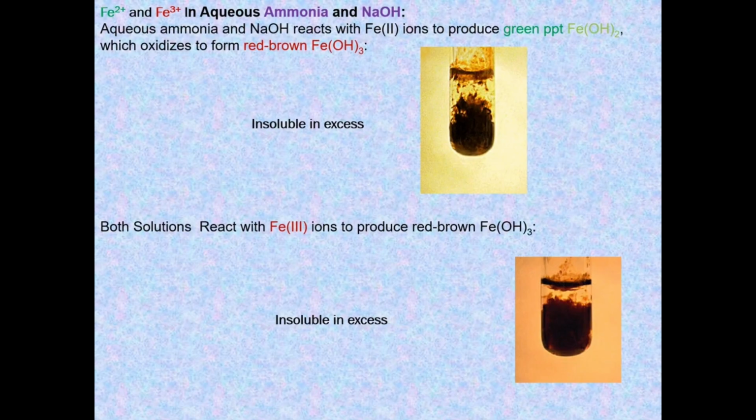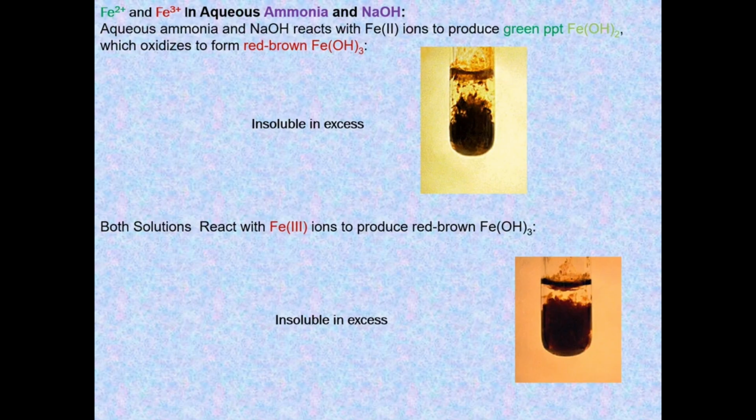So for iron 2 and iron 3, it forms a precipitate even if you add excess sodium hydroxide or ammonia solution. But now it gives you a distinguishable color. It doesn't give you a white precipitate like other ions. So for iron 2, it usually gives you a green precipitate even when you add aqueous ammonia or sodium hydroxide.